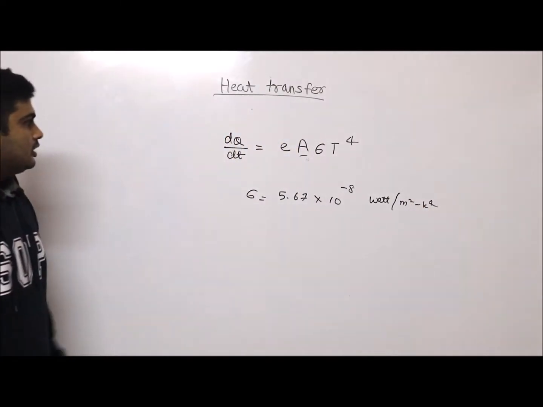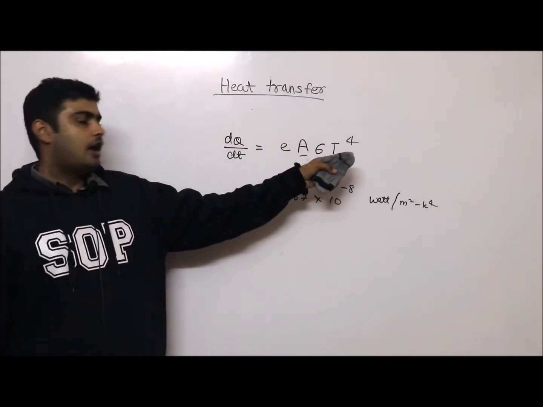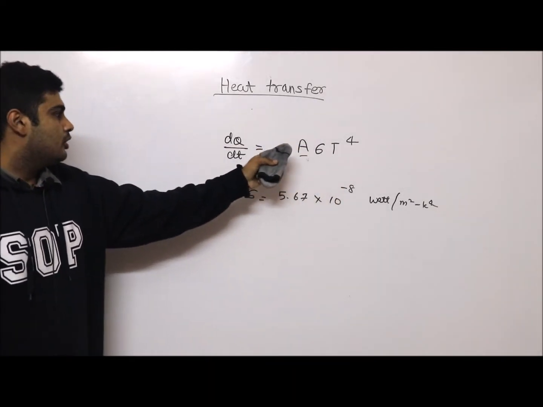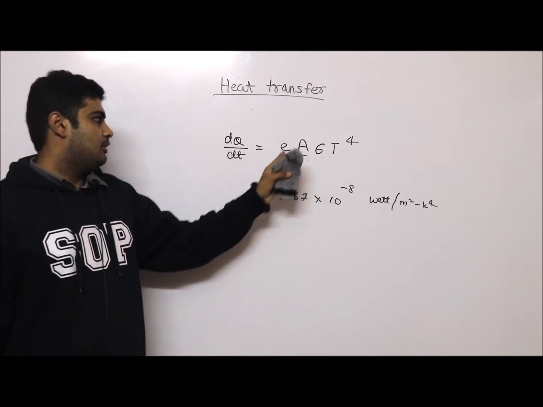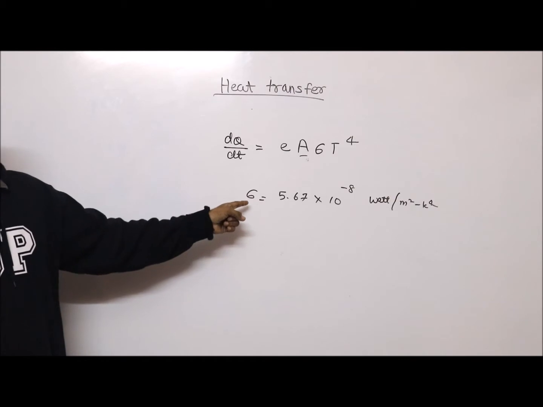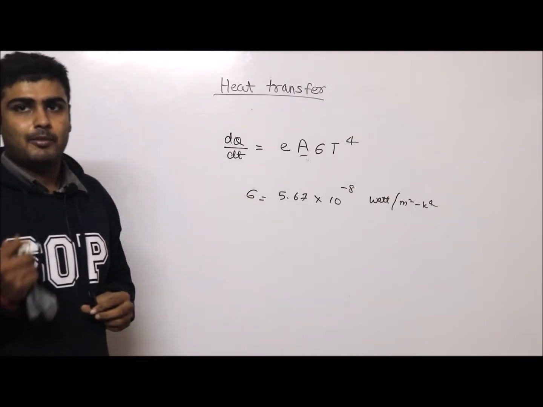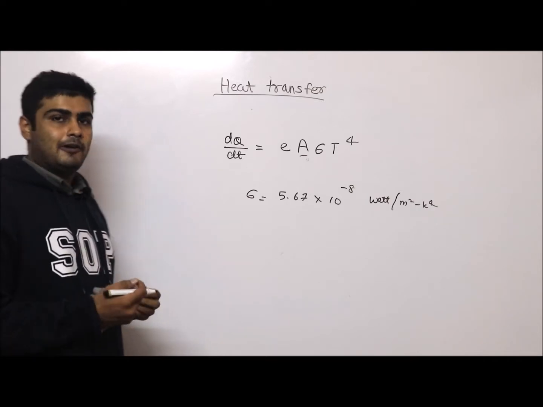So energy radiated per unit time is directly proportional to absolute temperature to the power 4, and the constants are EAσ, where E is the emissivity, A is the area, and sigma is the Stefan Boltzmann constant, whose value 5.67 into 10 to the power minus 8 we have to remember. A direct question on the formula will come.